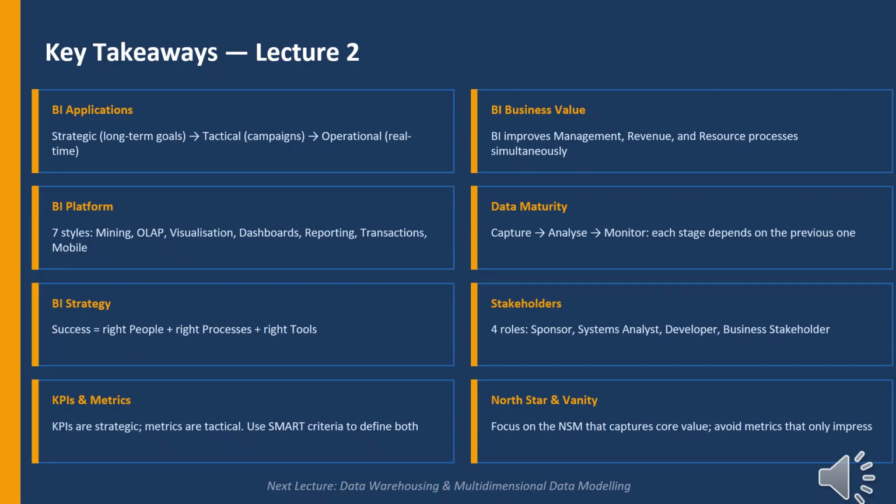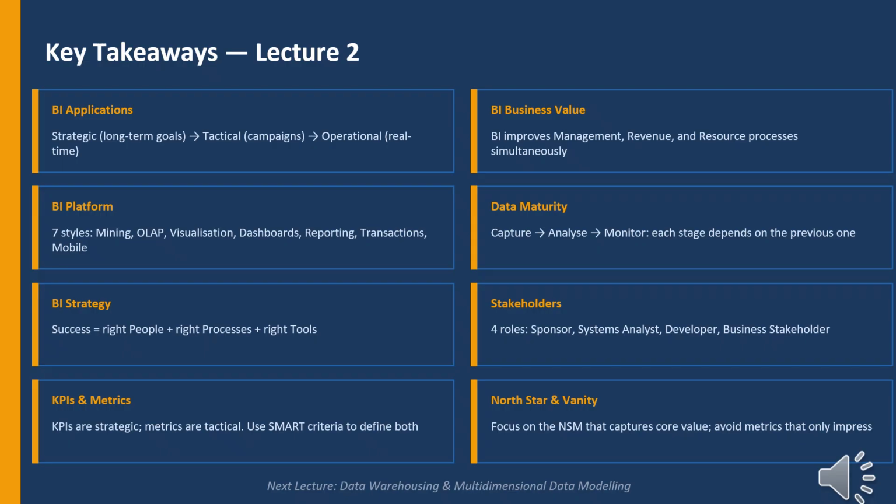BI platform. A modern BI platform supports 7 distinct styles of intelligence: data mining, OLAP, visualization, dashboards, enterprise reporting, transaction services, and mobile alerting. Each style serves a different analytical purpose. Data maturity. Organizations progress through 3 stages: capture, analyze, and monitor. Each stage depends on the previous one. You cannot monitor effectively without having first captured and analyzed.